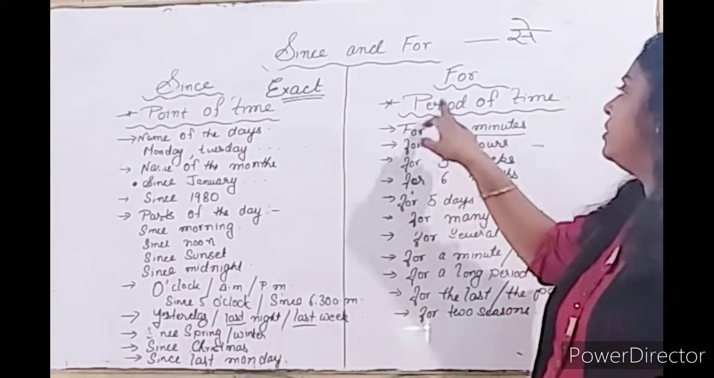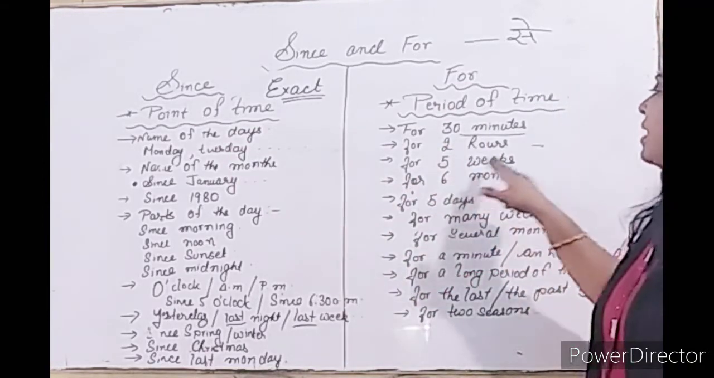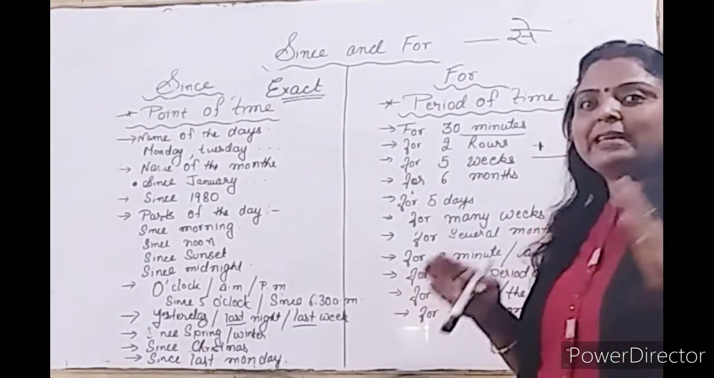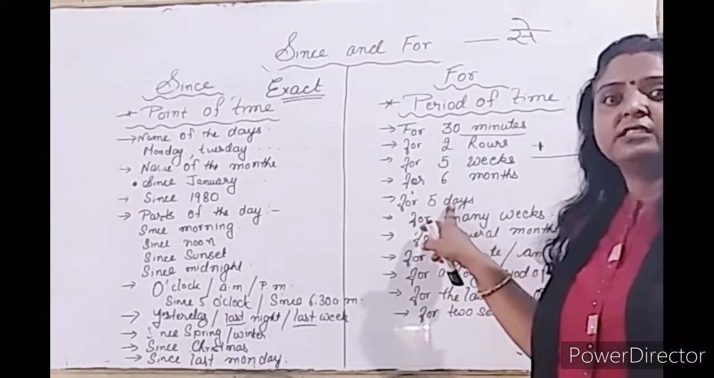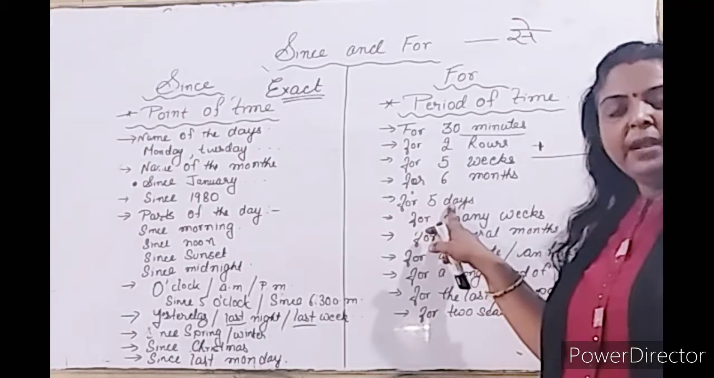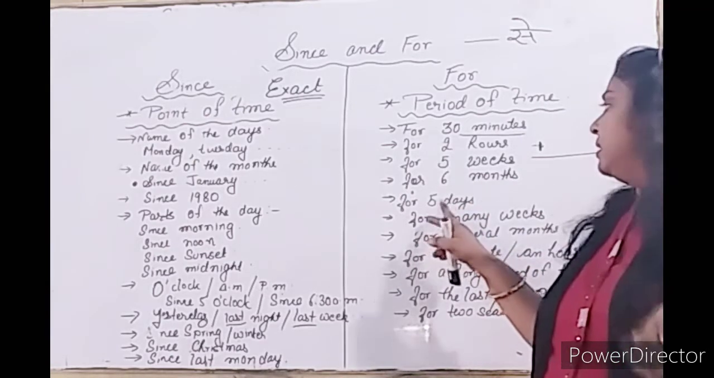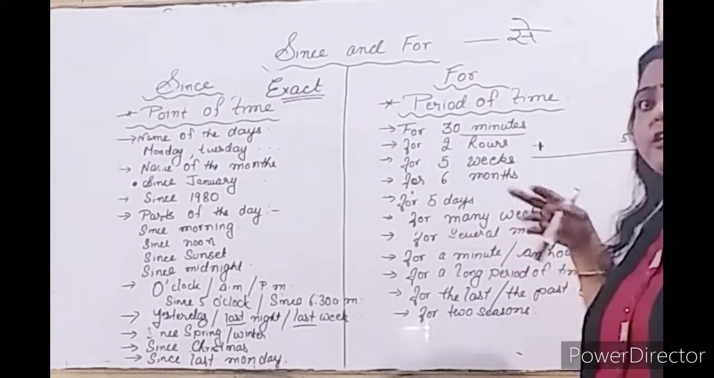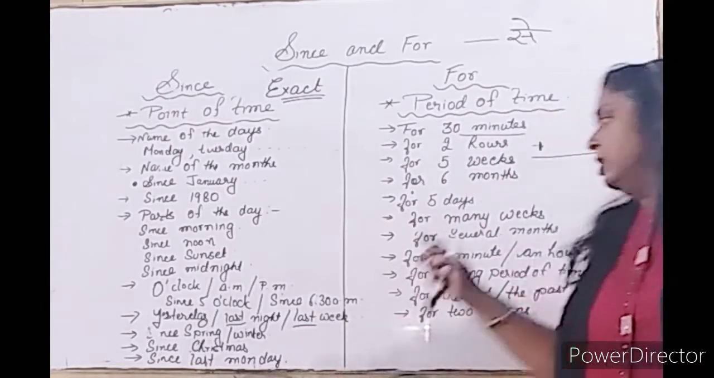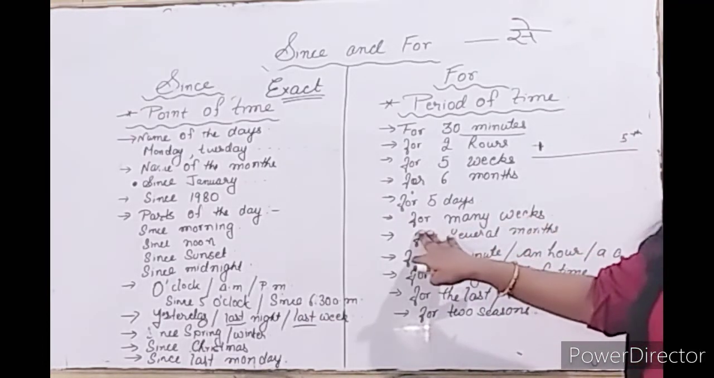So that's why we will use for. It's showing the period of time. For 5 weeks, you don't know the exact week, which week. For 5 days, which 5 days? Monday to Friday or any other days. Confusion is there. So for you will use. For many weeks. Which many weeks? So here also you are not getting the exact time. So that's why you will use for.